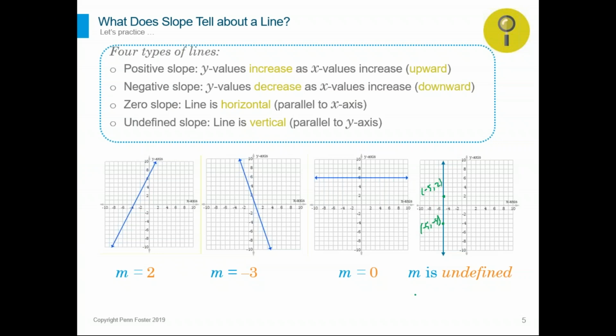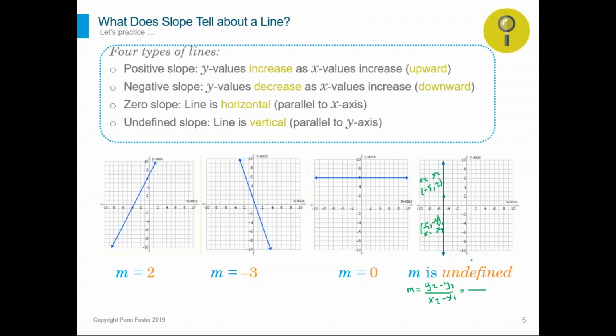Let's use the formula. m equals y2 minus y1 over x2 minus x1. Let's make this one the second point, for example. That's x2, y2. And therefore, this is the first point, x1 and y1. Let's use the formula.